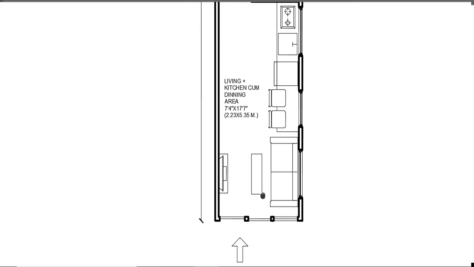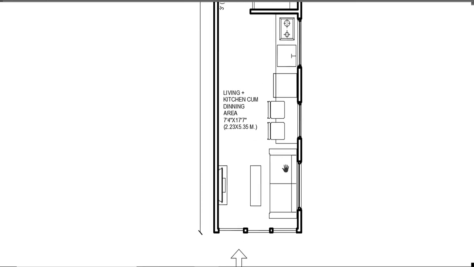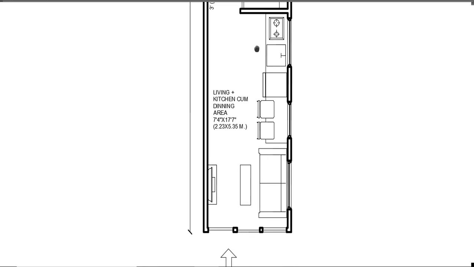So we have living plus kitchen cum dining area. You can see here the sofa arrangement, tea table arrangement, also TV unit on the front wall, and we have a dining counter with 2 chairs, and we have a kitchen cabinet with burner, sink and refrigerator arrangement, and 3 large size windows for ventilation and light purpose of this area. After that we will go inside.